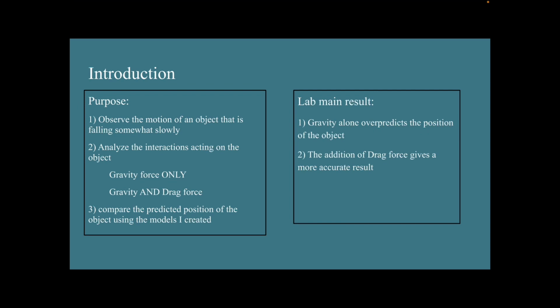The main lab result we'll see today by the end of the video is that 1. Gravity alone overpredicts the position of the object, and 2. The addition of drag force gives a more accurate result.